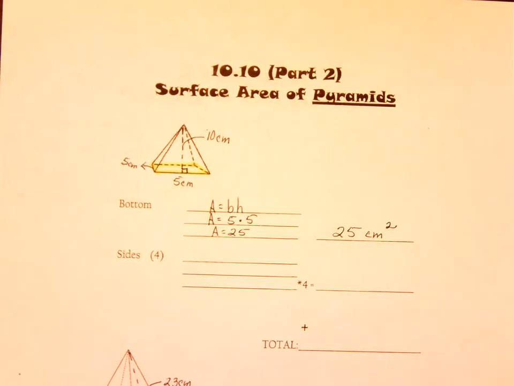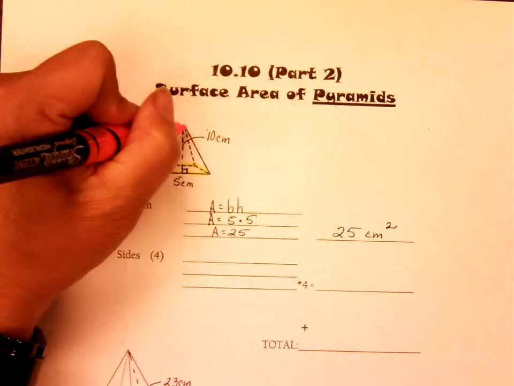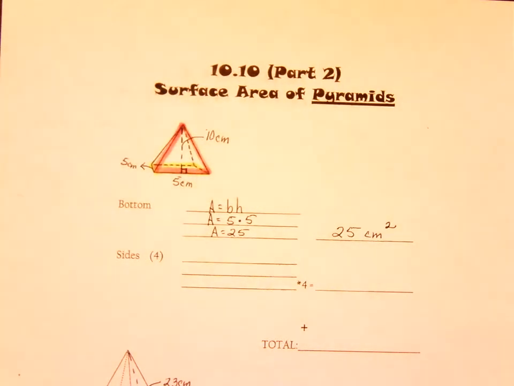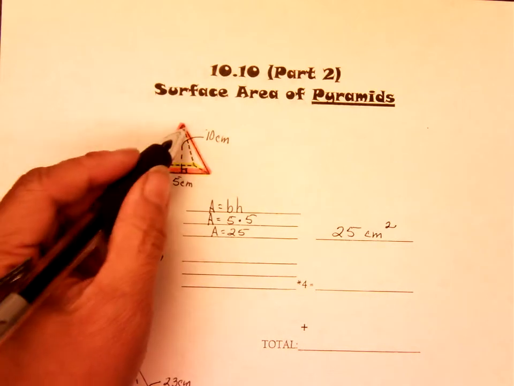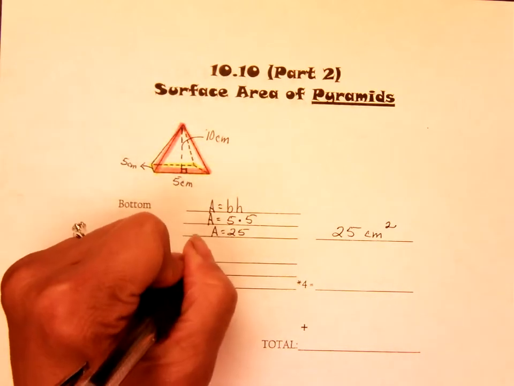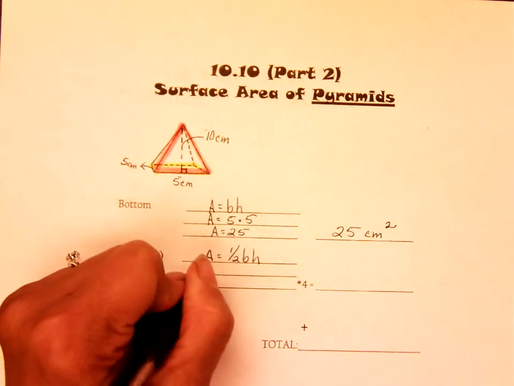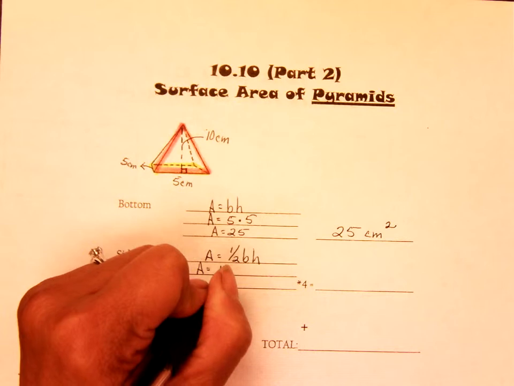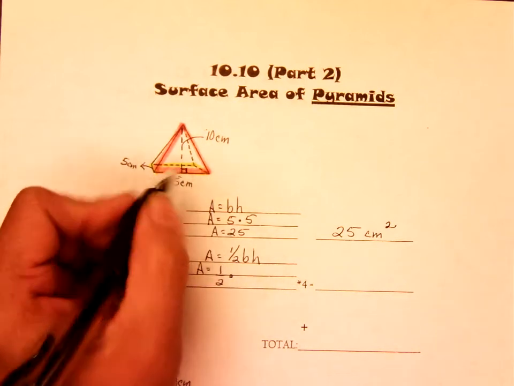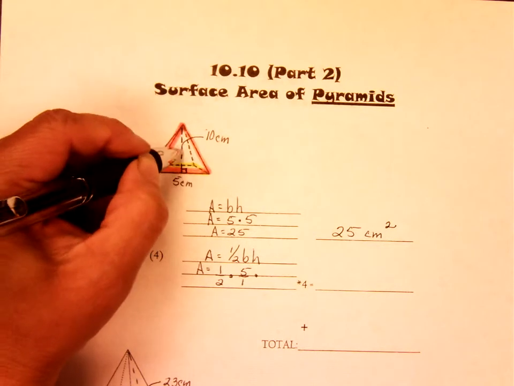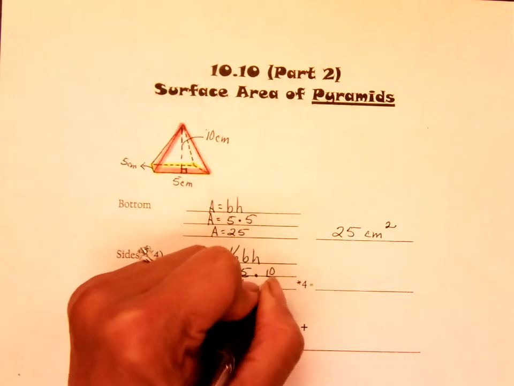Now let's look at the sides of the pyramid. I'm going to highlight. Here's the sides. What shape is that? Hopefully you had said that is a triangle. So the formula for area of a triangle is A is equal to 1/2 base times height. A is equal to 1/2 times the base of the triangle is 5, and the height of the triangle is right here, which is 10 over 1.